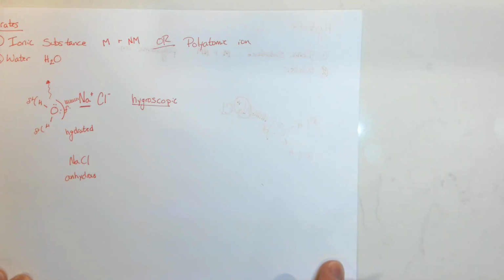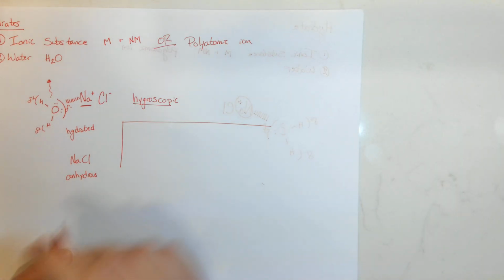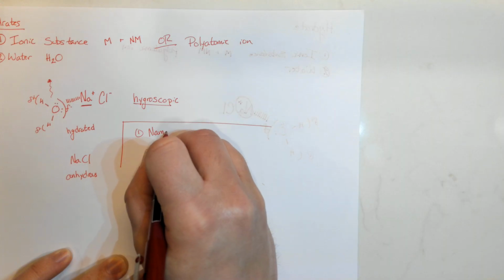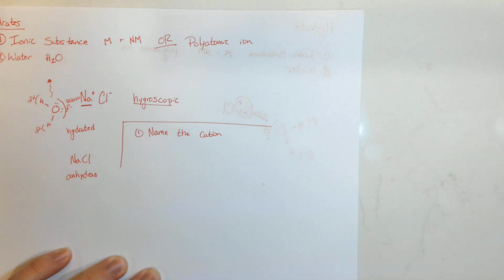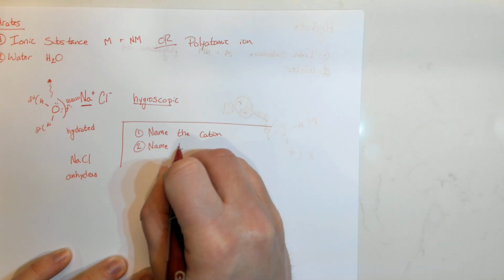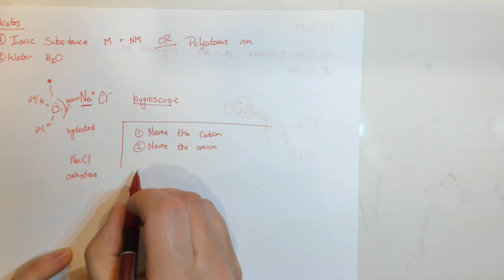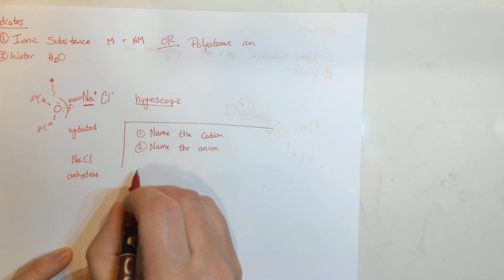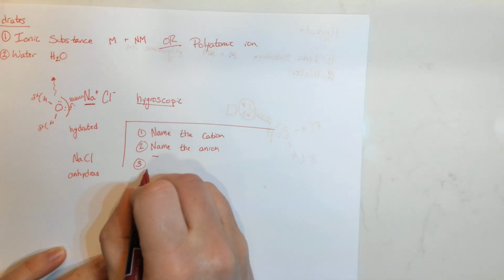Okay, here's how we do that. Whenever we are naming a formula unit, we're doing a couple of things. The first thing that we're always going to be doing is we're going to name the cation. Remember, the cation always comes first. Then we're going to name the anion. Great. We will always do these two things. Always, always, always. Now, there's a couple of exceptions here, some additional steps that we may need to take.